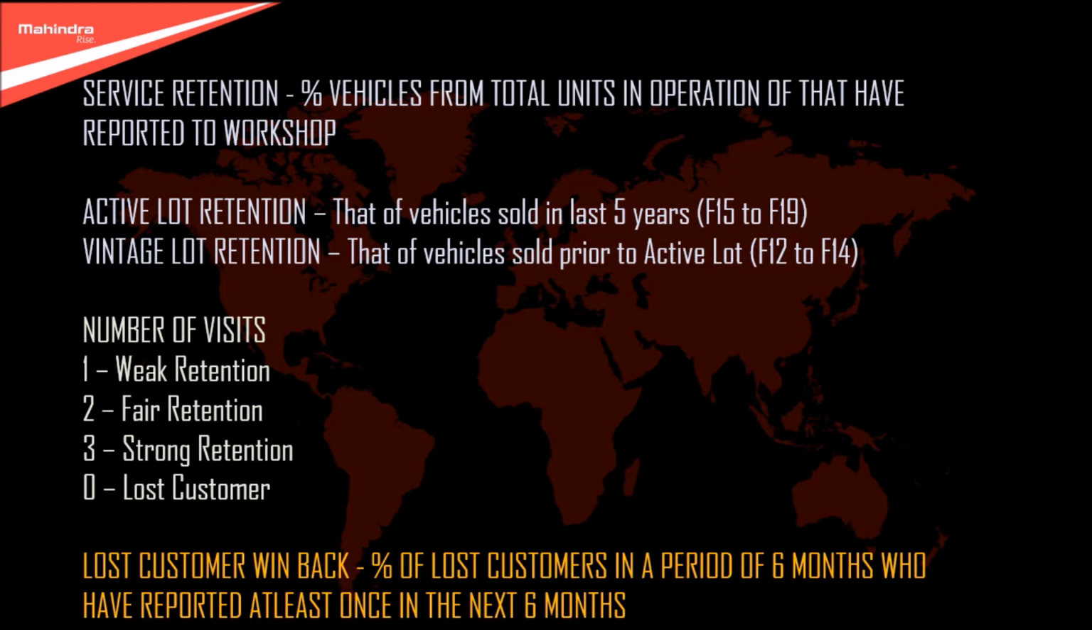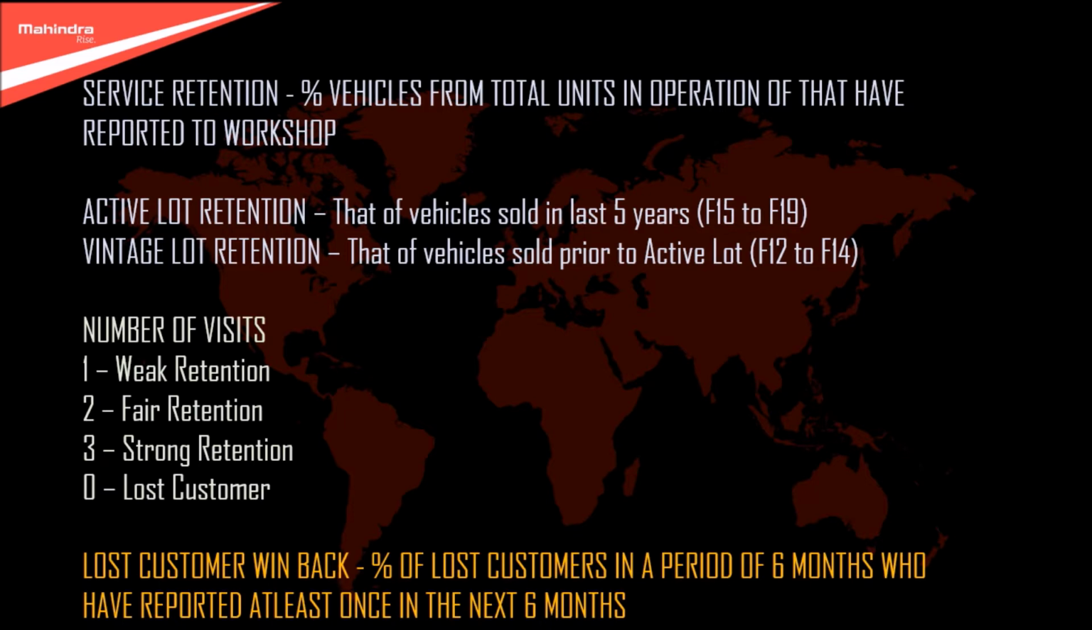By means of active lot retention, we are looking at the vehicles which have been sold in the last 5 years. So we are in FY20, so we are looking at FY 15, 16, 17, 18, 19. By means of vintage lot, we are looking at the vehicles which are older than the active lot. For the sake of calculations, we've taken 3 years older than the active lot. So in this entire calculation, we're going to look at 8 years of data.